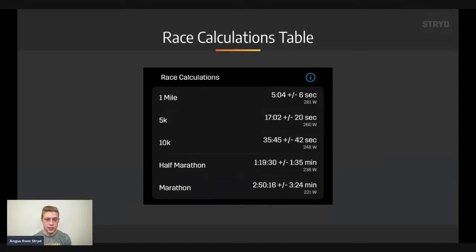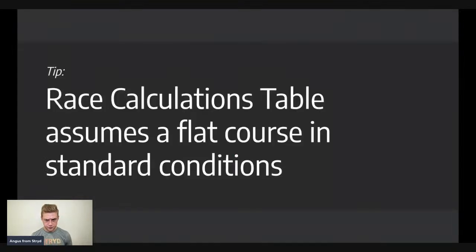So the race calculation table is going to give you the time and power targets for 1 mile, 5K, 10K, half marathon, and marathon. This assumes a flat course and the conditions you trained in leading up to the race. So you're often going to find the power targets very good, but if you run on a hillier race course, it will definitely impact the time. But this can still be an awesome guidance for anyone who is not yet a Stryd membership user, and a great tool to have to help plan out your race.